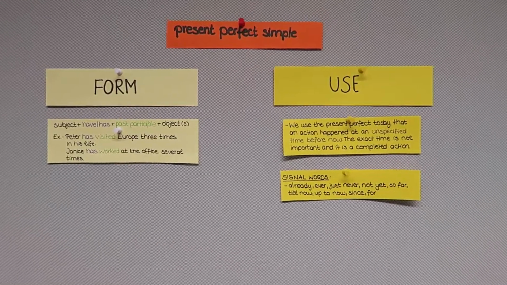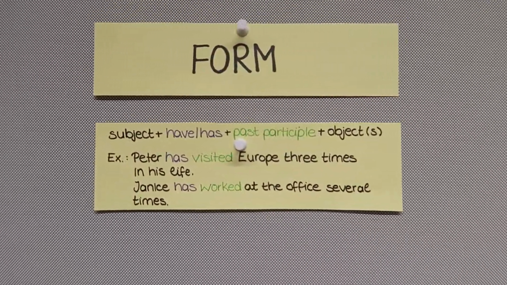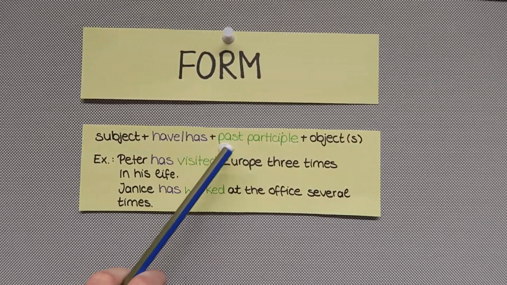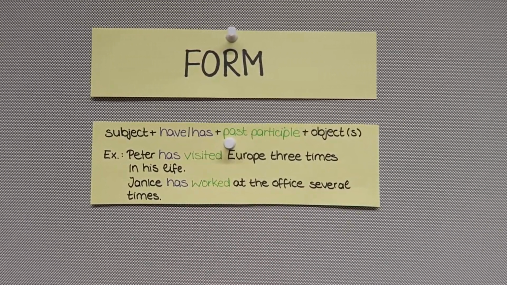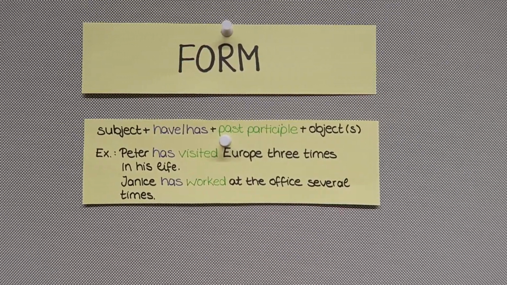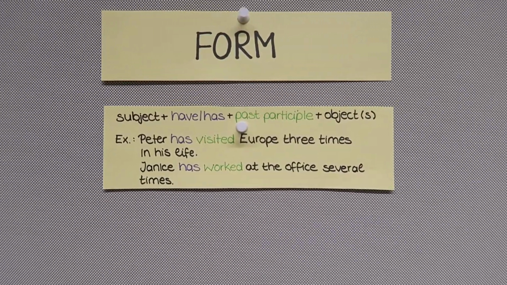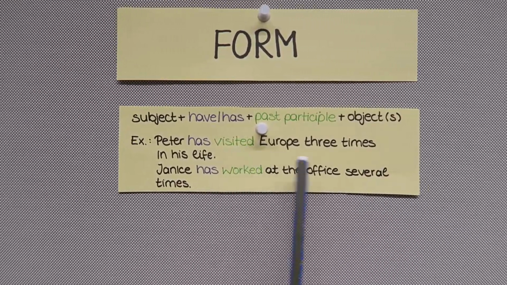Now we're going to continue with the present perfect simple. First, the form. We have a subject plus have or has plus the past participle plus the objects. An example would be Peter has visited Europe 3 times in his life, or Janice has worked at the office several times. Here you have has, and here you have the past participle, and here the objects.